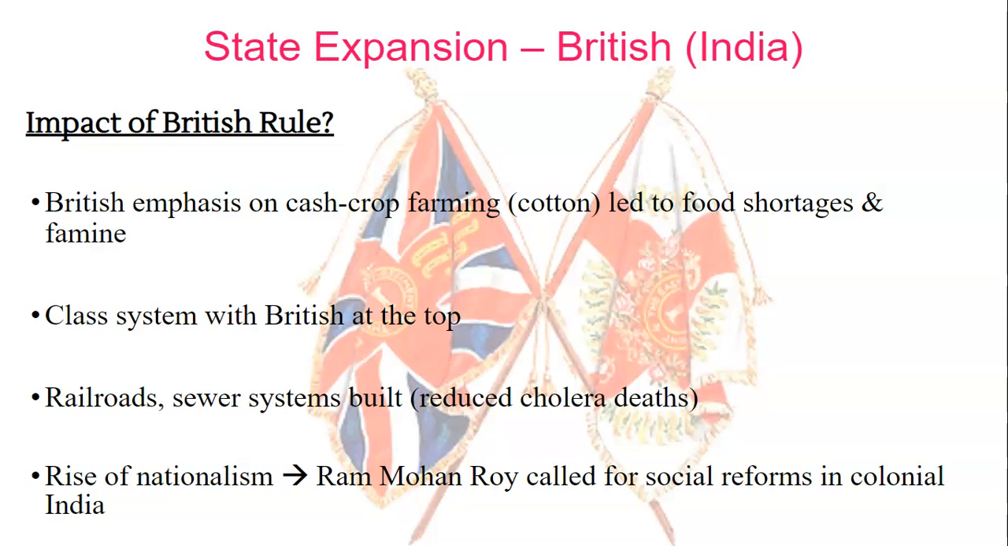However, then we have a rise of nationalism. So there's a man named Ram Mohan Roy. He gets the title of Raja by Akbar II. He wanted to abolish the practices of sati and child marriage. He saw that the British East India Company was draining money from India at a rate of 3 million pounds a year. So pounds, of course, is their currency.